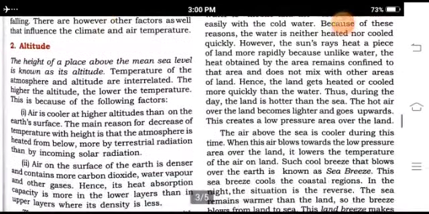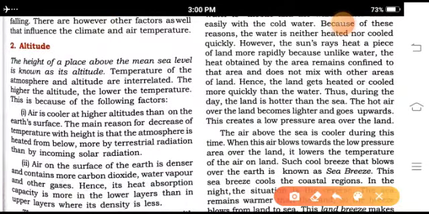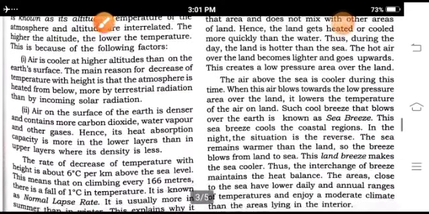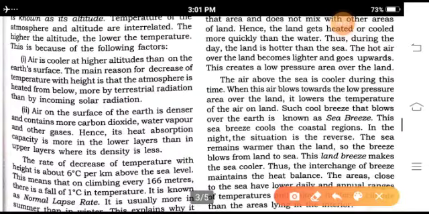Altitude. The height of a place above the mean sea level is known as altitude. Temperature of the atmosphere and altitude are interrelated. The higher the altitude, the lower the temperature. This is because of the following factor. Air is cooler at higher altitudes than on the Earth's surface.